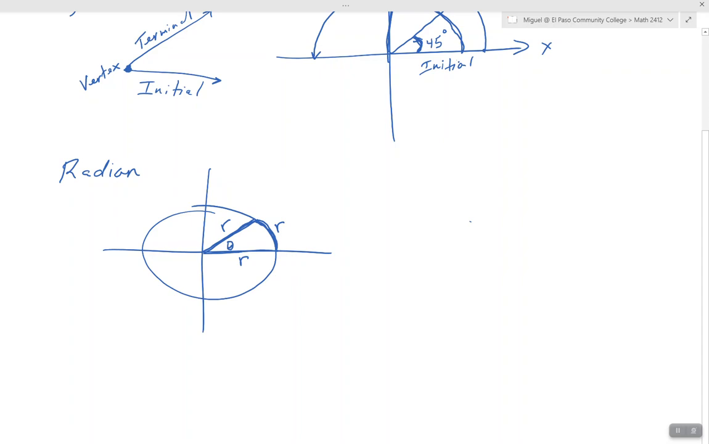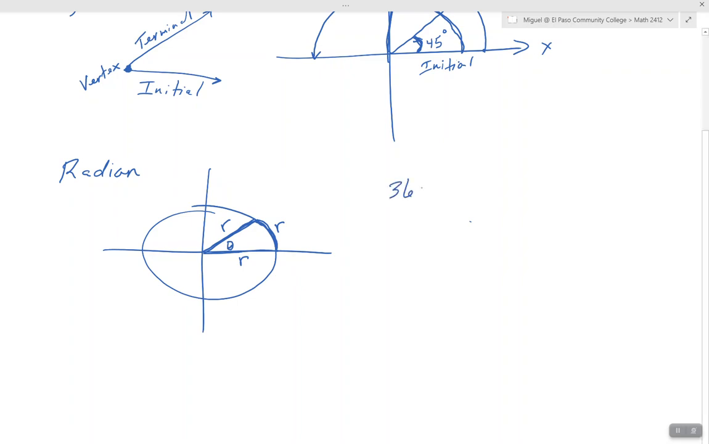So the arc can be different. The arc can be 10 feet. The arc can be 2 inches. It can be a lot of different lengths. But when all those are equal, the angle created by that figure you see, the angle theta, that's 1 radian. Okay, so that's what they mean by radians.